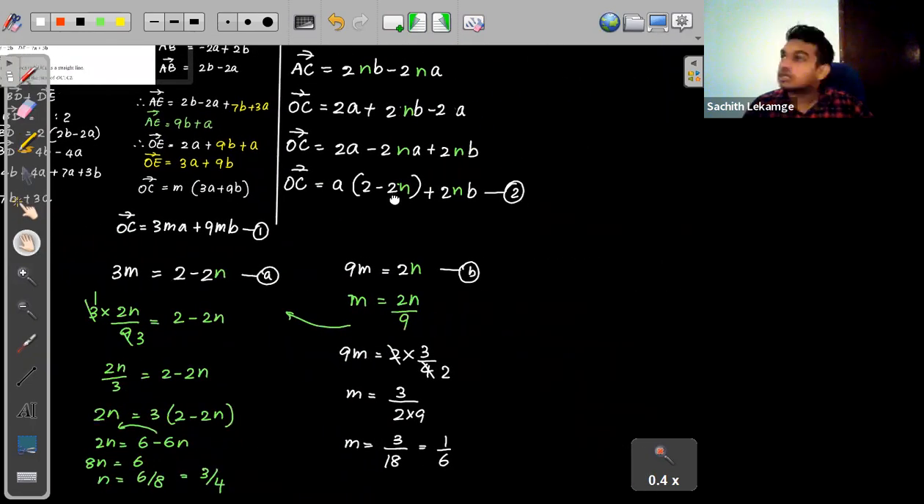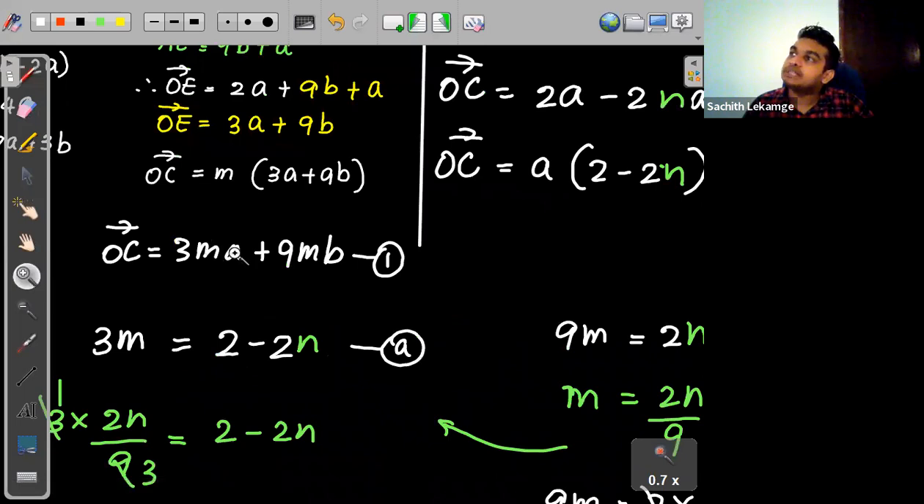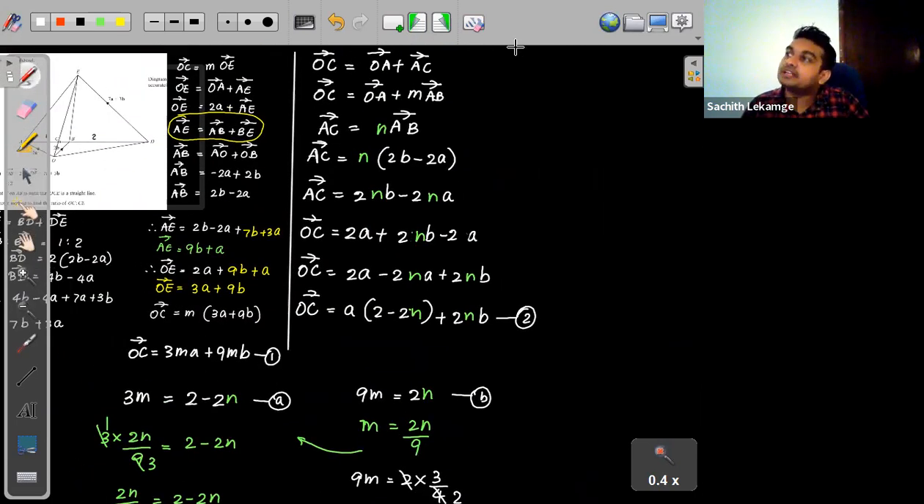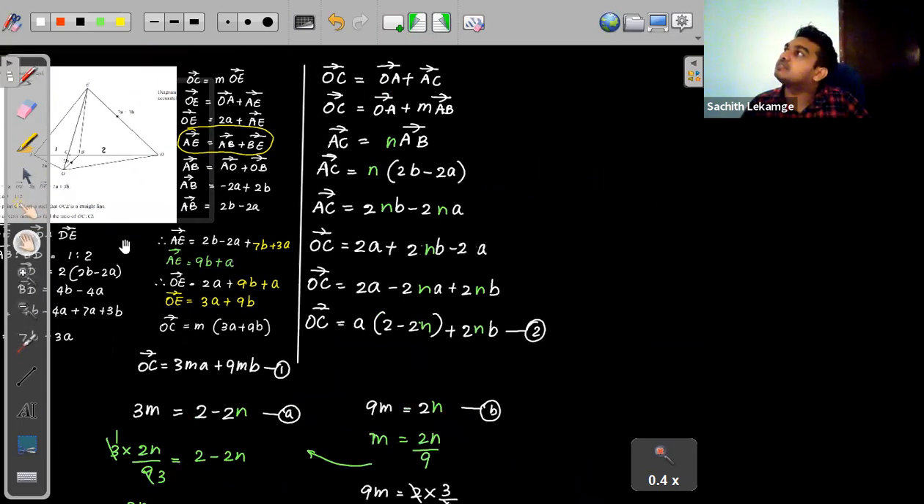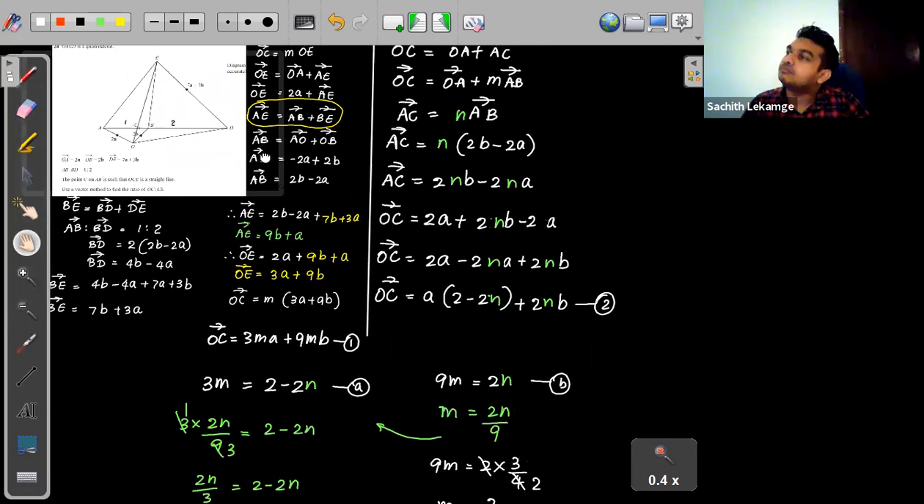A and B, this A put from this, check this. Here the coefficient of A is 3, here the coefficient of A is 2 minus, should be equal, same vector. Yeah. Then finally you can write what OC equal. The OC equation is there, m times OE.